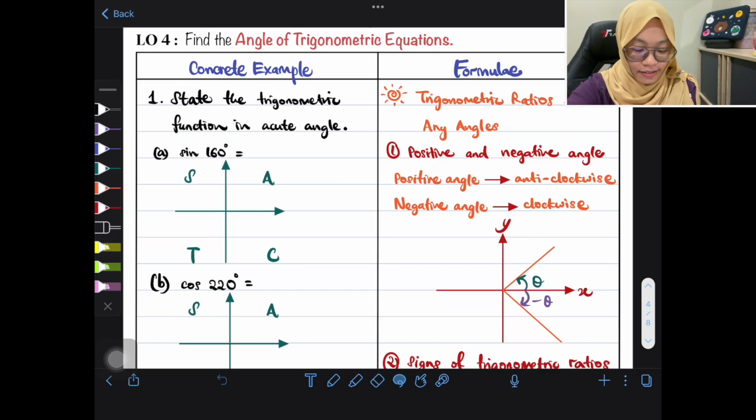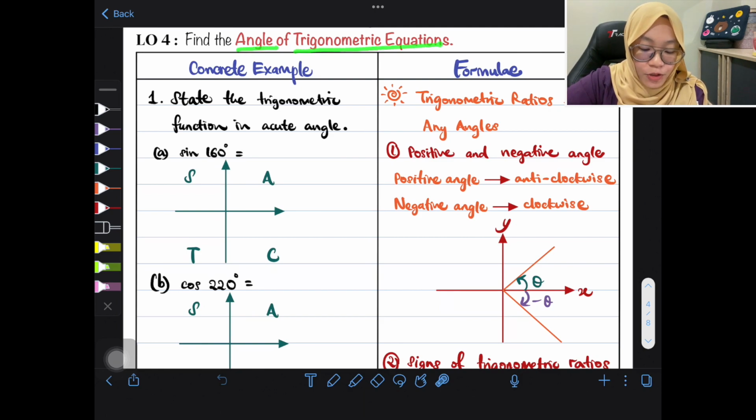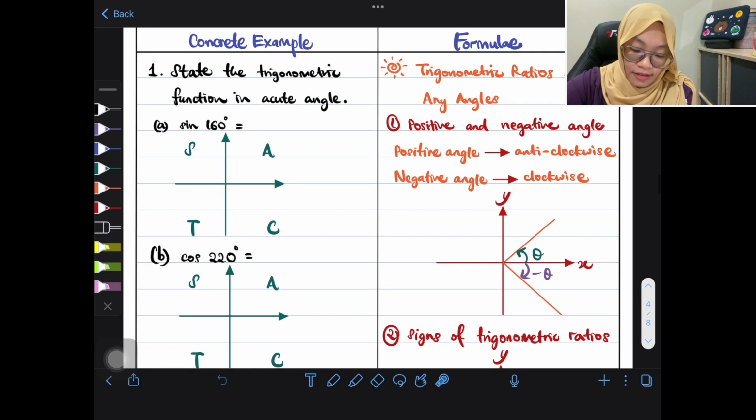Okay, welcome back. So now we are going to find the angle of trigonometric equations. This will be our fourth LO. So the angles of trigonometric equation adalah dengan memahami apa itu angles. We have two kinds of angles. First is positive angle, another one is negative angle.